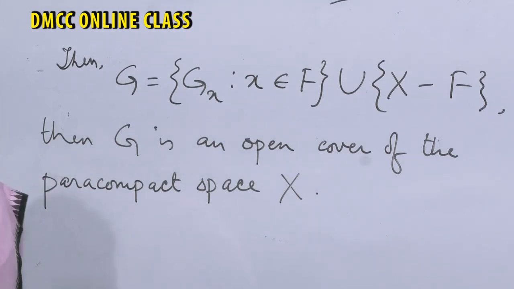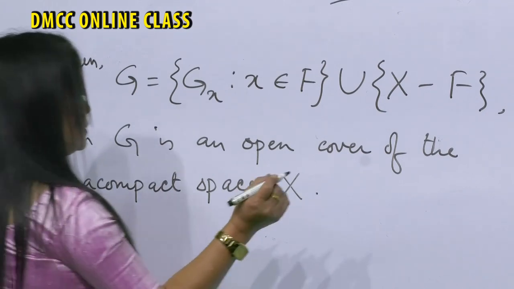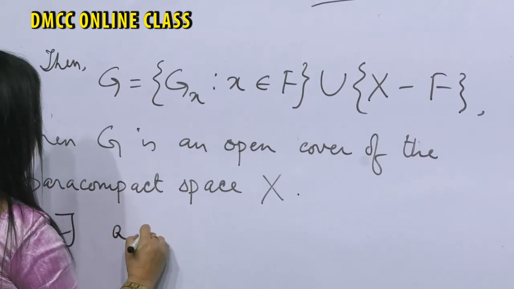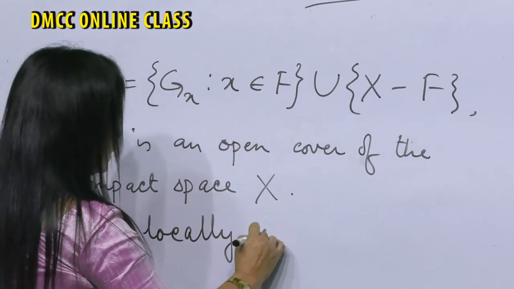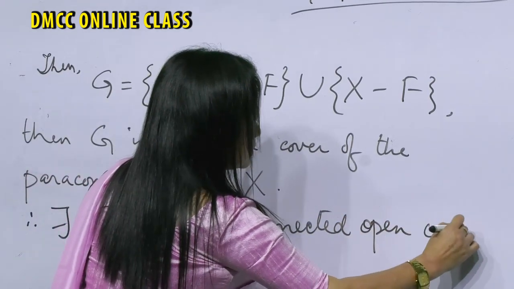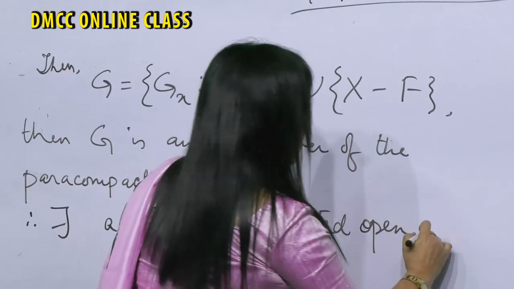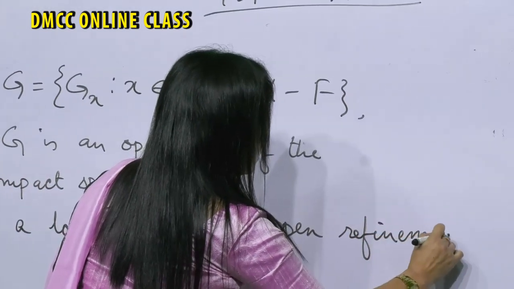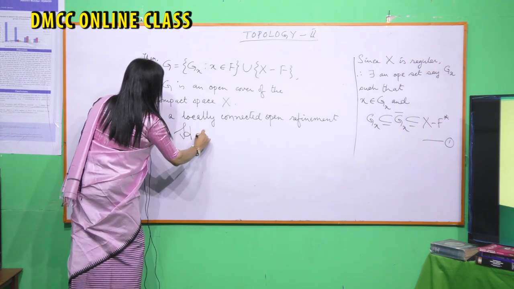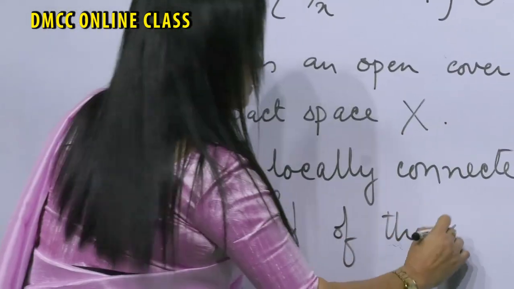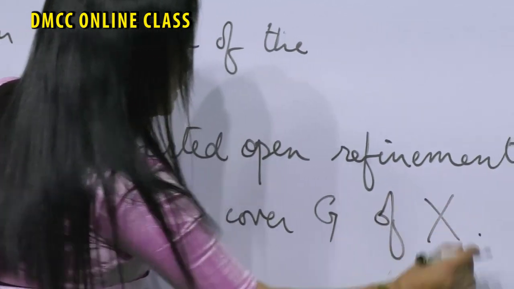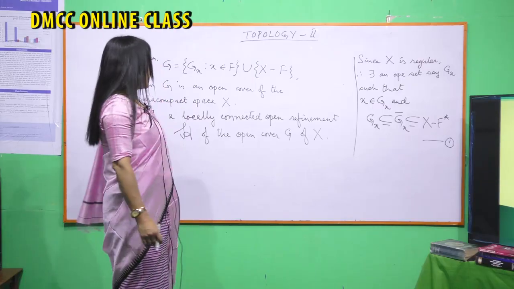Therefore, by the definition of paracompact space that I have just given you, there exists a locally finite open refinement, say H, of the open cover Z. This is straight from the definition of paracompactness.